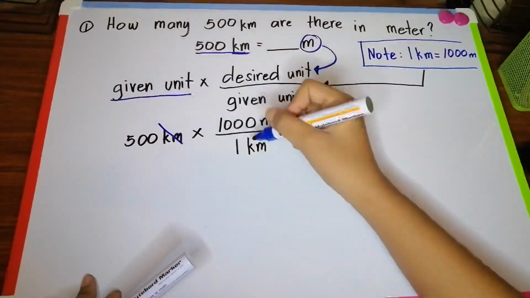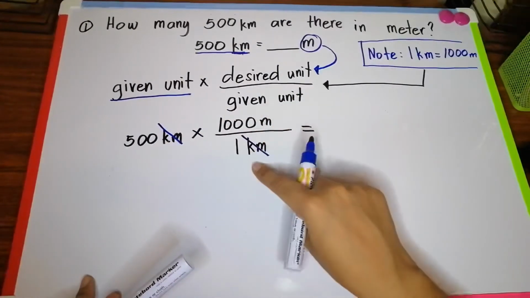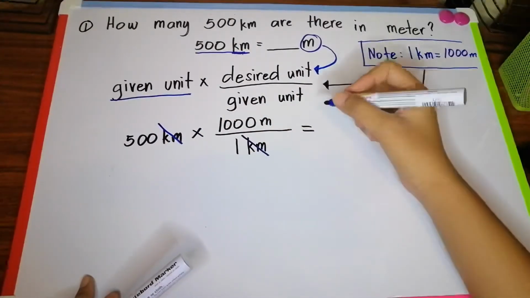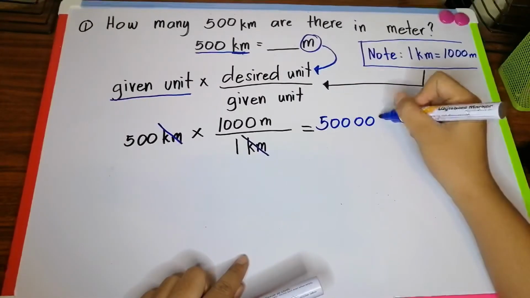Now let's cancel out the same unit. Then let's solve 500 multiplied by 1,000, then divided by 1. So we have 500,000 meter.